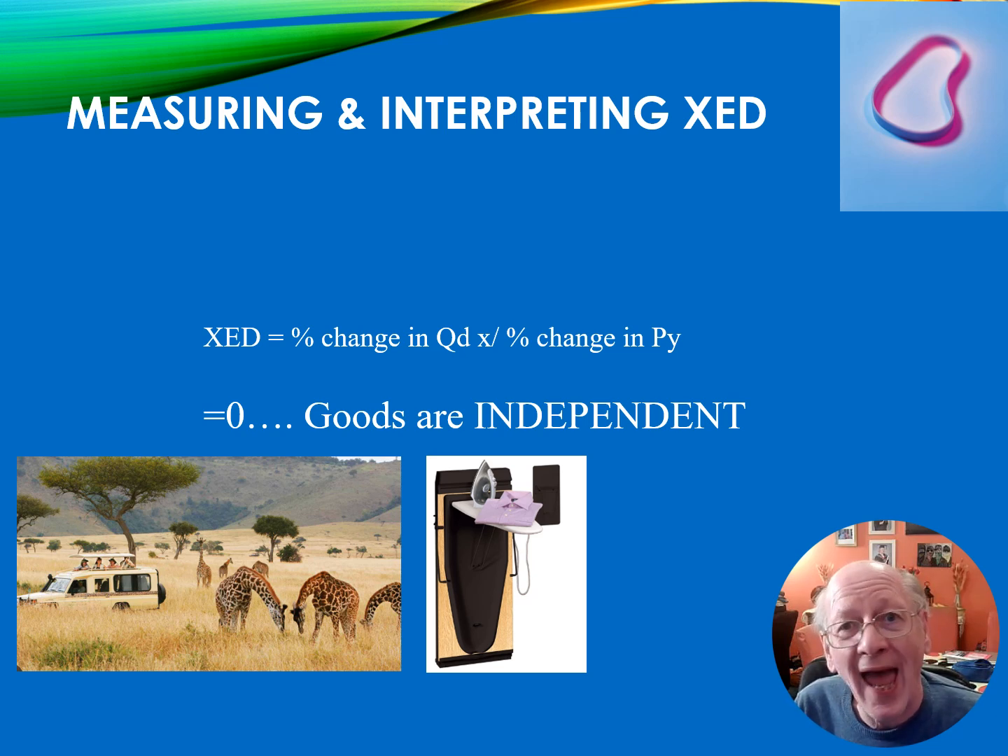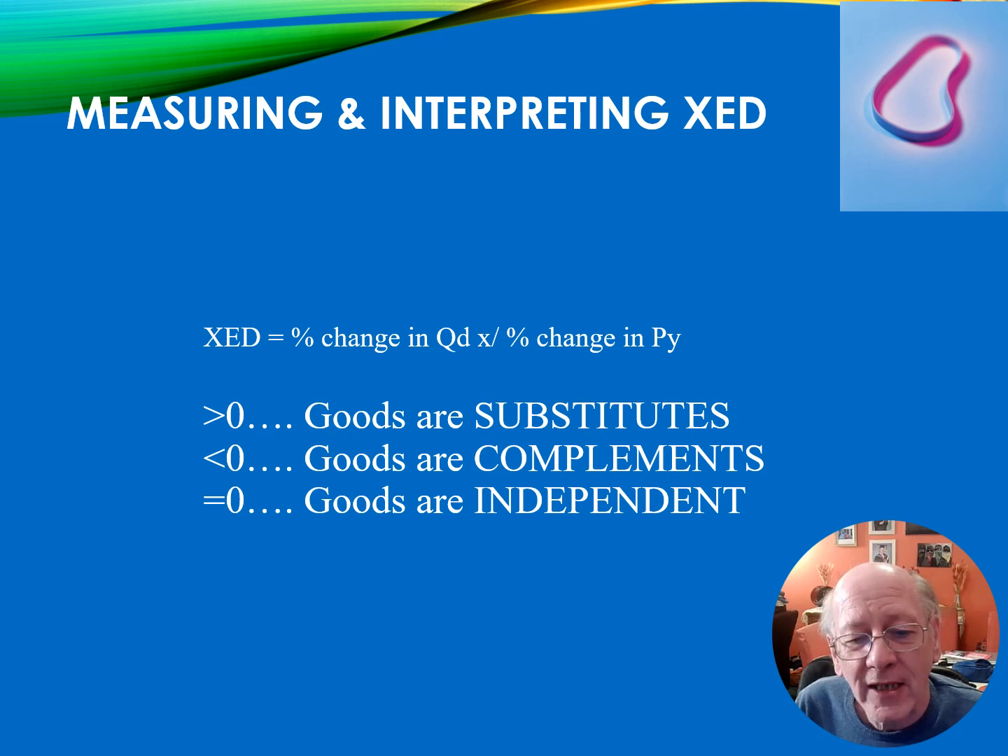Now, it may well be that we change the price of one good and the quantity of the other good does not change at all. My example here is safari holidays and trouser presses. They're unlikely to be linked in the slightest. So a change in the price of safari holidays is not likely to have any impact on demand for trouser presses. Naught over anything gives us the result of naught. So if we get a result of naught, that means goods are independent. So there we go. Summarize that here: positive, substitutes; negative, complements; zero, independent.